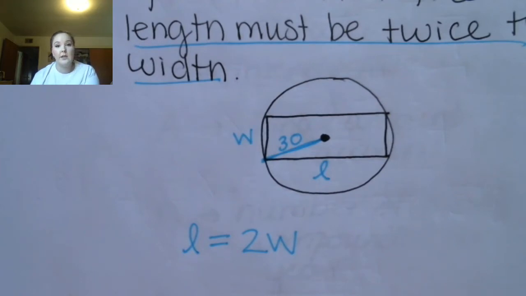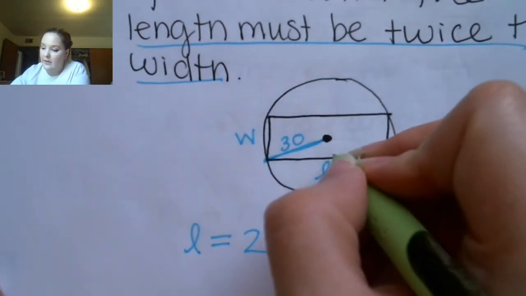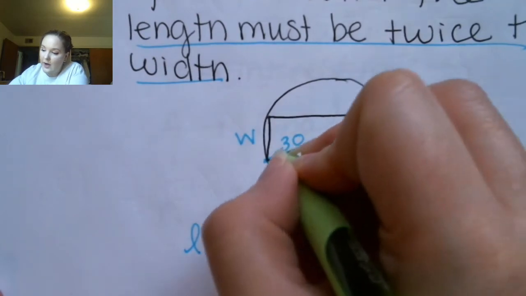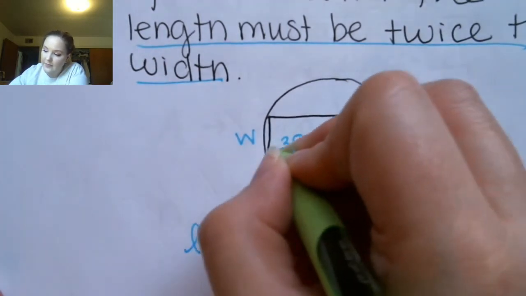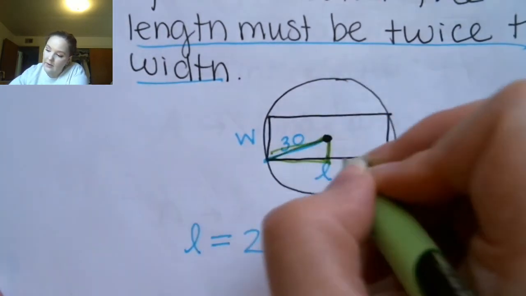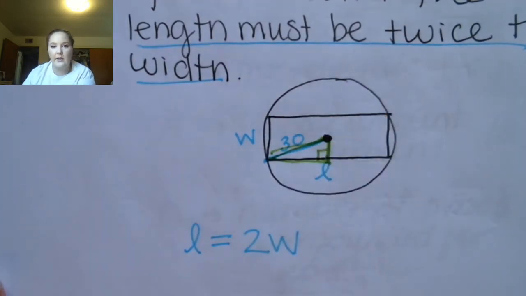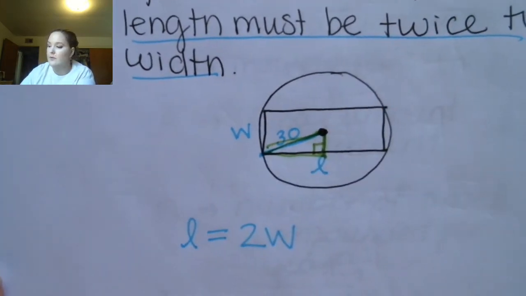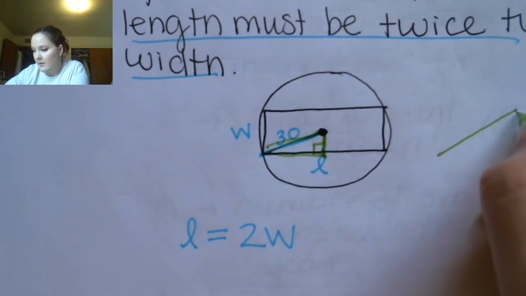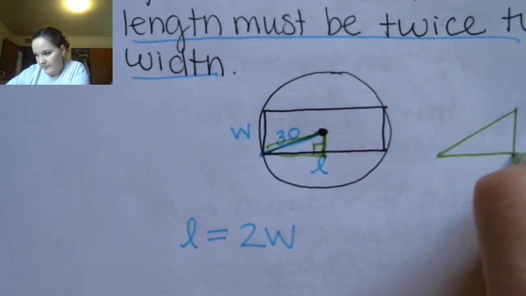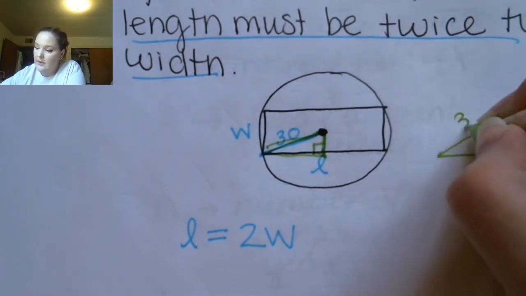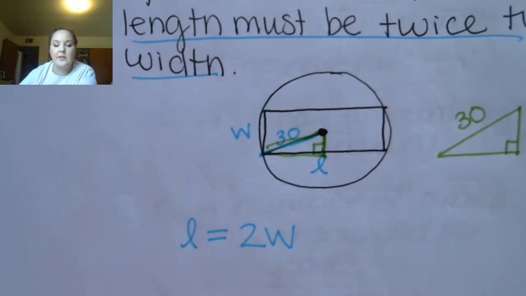All right, so I'll tell you what I would do. I would look at this triangle here that I know is a right triangle. So I'm going to draw that triangle right here. I know that this side, which is the hypotenuse, is 30.